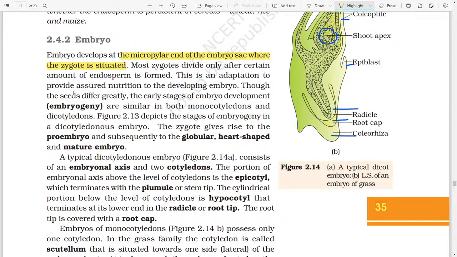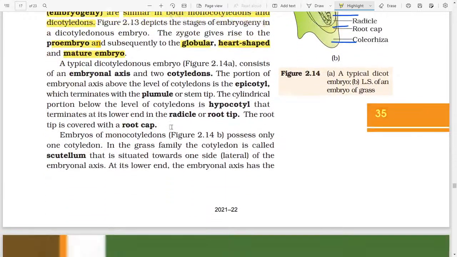How the seeds differ greatly. The early stages of embryo development are similar in both monocotyledons and dicotyledons. This depicts the stages of embryogeny in a dicotyledon embryo. The zygote gives rise to the proembryo, subsequently to the globular, heart-shaped, and mature embryo.